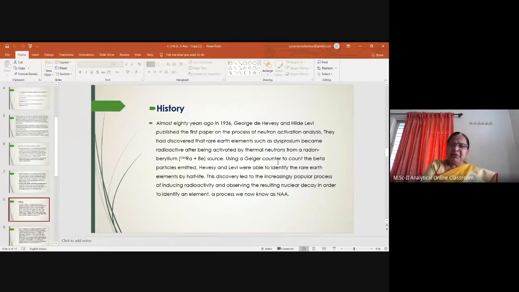Hevesy and Levi were able to identify the rare earth elements by half-life.